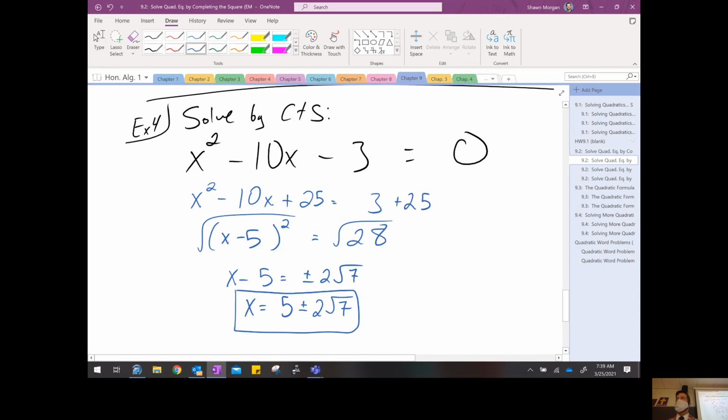Fabulous. You guys are rocking and rolling. I like it. Completing the square. Any questions on example 4? Have y'all done this in y'all's class yet? Some have not. Some maybe don't know.